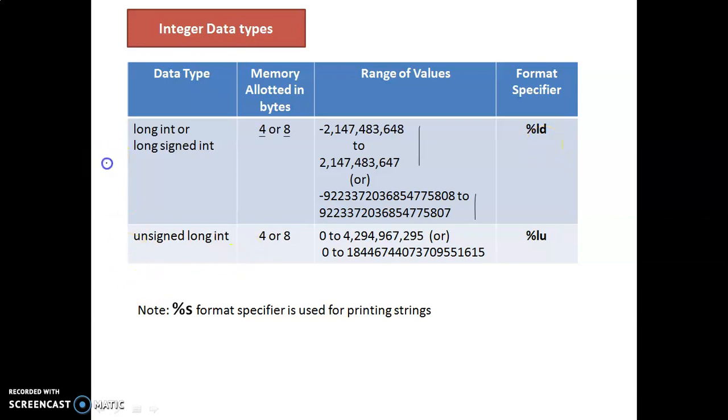And unsigned long integer, so again it is 4 bytes or 8 bytes. This is the range for 4 bytes, and this is the range for 8 bytes. And the format specifier used here is %lu. And one more point, %c is used for printing a single character, but in order to print a string value, that means a group of characters, we use the %s format specifier.